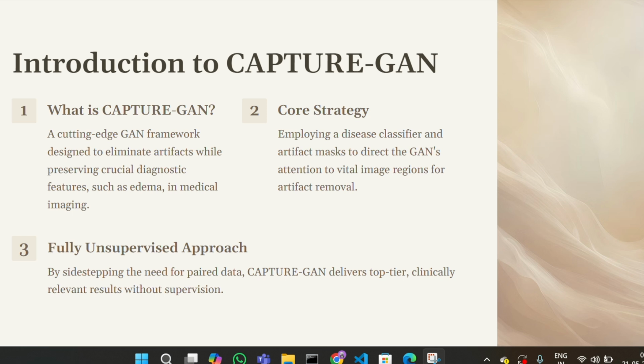It introduces domain knowledge and conditional constraints into the generative process using two main ideas: a pre-trained disease classifier that guides the model to focus on regions that are medically significant, and a masking mechanism that identifies the exact regions in the image affected by the artifacts and limits modification to only those regions. These features ensure that the model is not blindly cleaning the image, it's acting with precision.